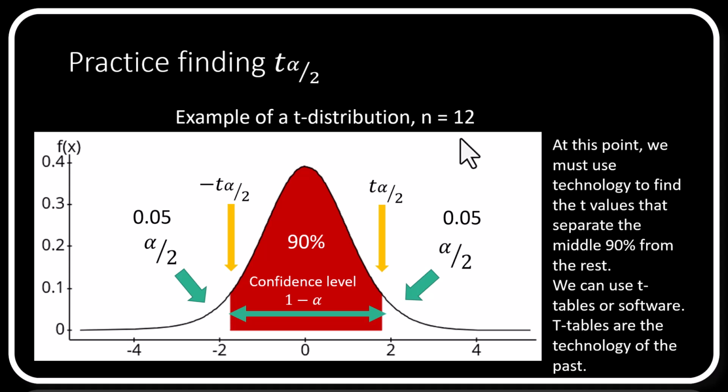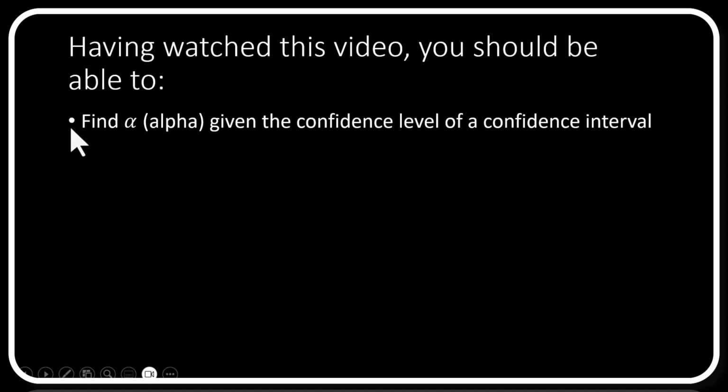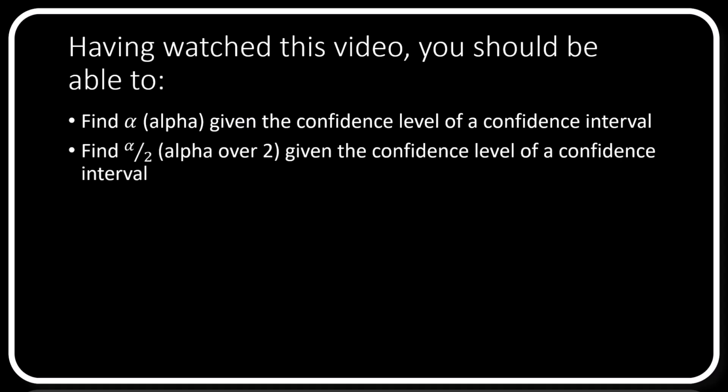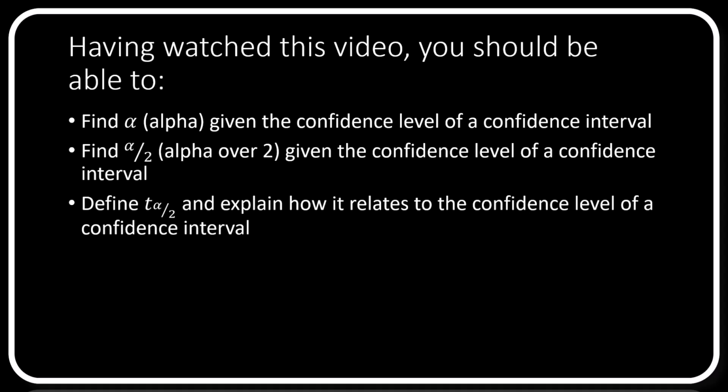At this point, I'm going to end this video because, again, how you proceed depends on the technology you want to use. So you're going to have to use a different video to actually practice finding these t-values. So now that you've watched this video, you should be able to find alpha given the confidence level of a confidence interval. You should be able to find alpha over 2 given the confidence level of a confidence interval. And lastly, you should be able to define t of alpha over 2 and explain how it relates to the confidence level of a confidence interval.